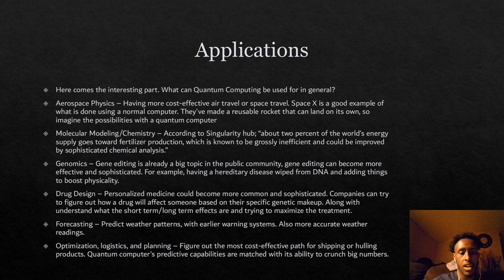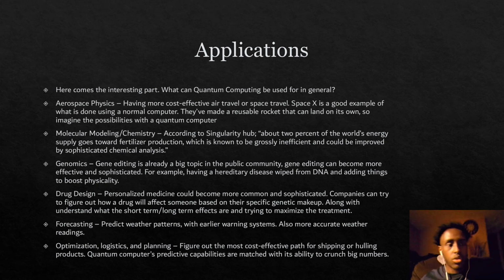Genomics. Gene editing is already a big topic in the public community. Gene editing can become more effective and sophisticated. For example, having hereditary disease wiped from DNA and adding things to boost physicality. There have been stories of the possibility of taking away certain types of diabetes. If someone's more prone to cancer, just changing their genes to make them more resistant to it. The possibilities are endless with gene editing.